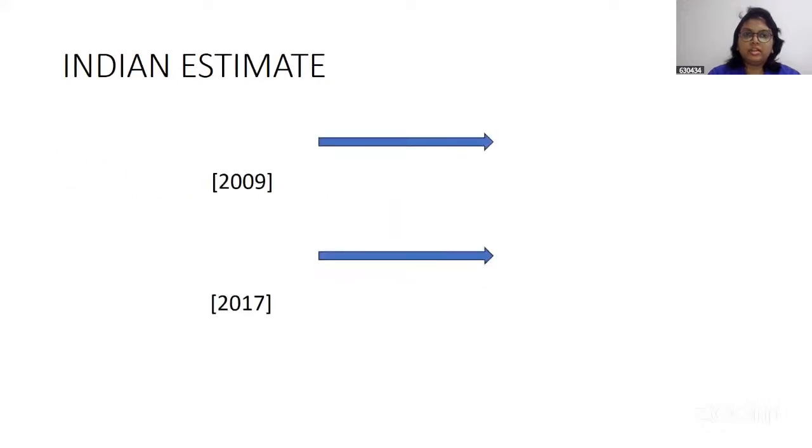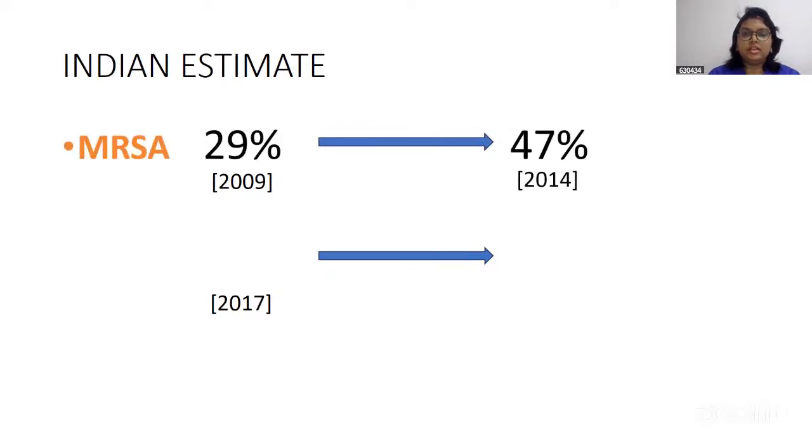That is globally. Now, the Indian estimate: if you compare from 2009 to 2014, the MRSA incidence or prevalence has increased from 29 to 47%. And VRE, vancomycin-resistant enterococci, from 2007 to 2020, the incidence has increased from 1% to 9%, which is very alarming, because resistance over the last decade has been increasing in gram-positive infections also.